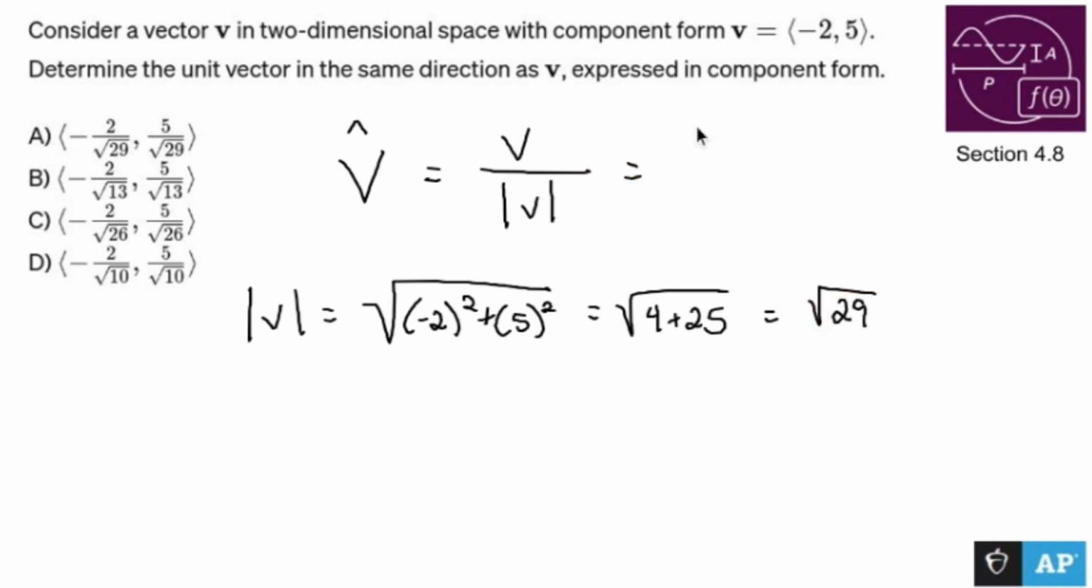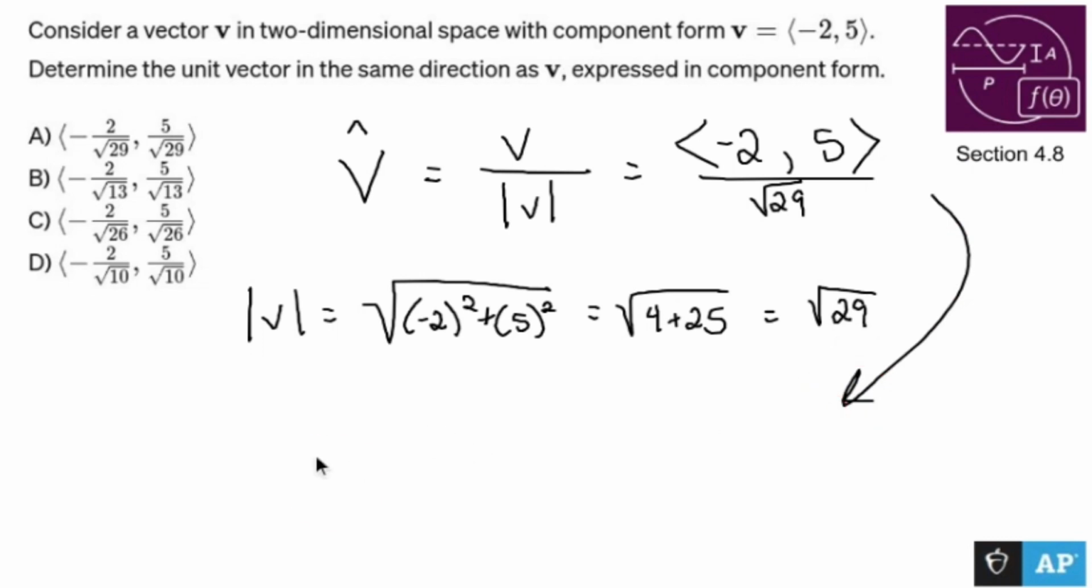So what I'm going to do is take my vector, which was -2, 5, and divide both of the things on the inside by the square root of 29, which ends up being my unit vector: -2 over the square root of 29 and 5 over the square root of 29.